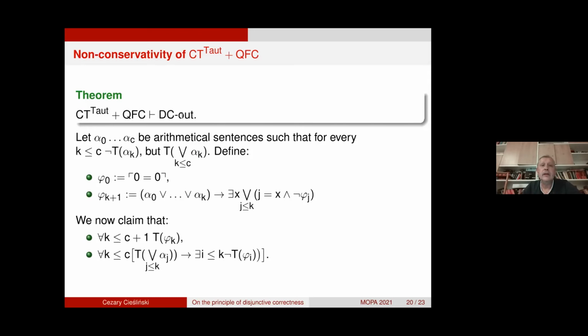And now the theorem is that quantifier-free correctness can be added conservatively, but if in addition you add the information that all propositional tautologies are true, this is not conservative. So we still don't know whether adding the information that propositional tautologies are true, we don't know how strong it is. What we know is that if you in addition add quantifier-free correctness, then we are on the non-conservative side. And indeed, this is another incarnation of CT0. Here the theorem states that this proves DC out, and we already know that DC out is not conservative.